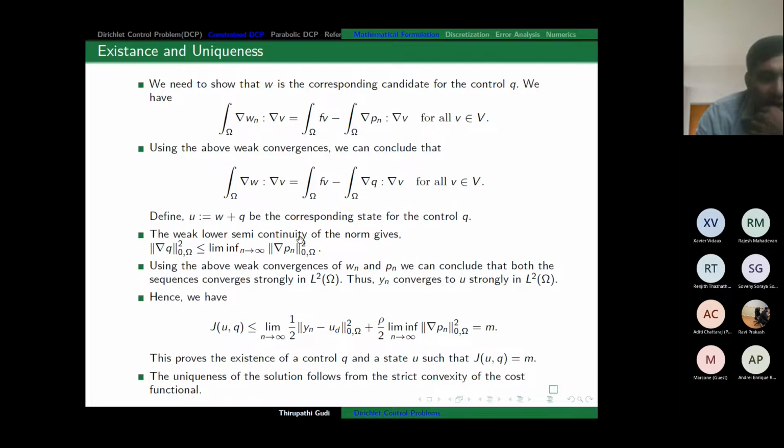Now to show that q and u are indeed the candidates which are minimizing, attaining that M, we use the weak lower semicontinuity of the norm, which gives that the gradient of q is bounded by the lim inf of these quantities. Also, these converge weakly in the stronger norm H1, so they converge strongly in L2. So Yn converges strongly to u. So we have the equation in the first part, but there is a gradient of q which is bounded by this. So we have an inequality, and when you pass the limit, because these numbers are going to M, we get the existence of the control and the state. Uniqueness comes from the strict convexity of the cost functional, and so that's the idea of the proof.